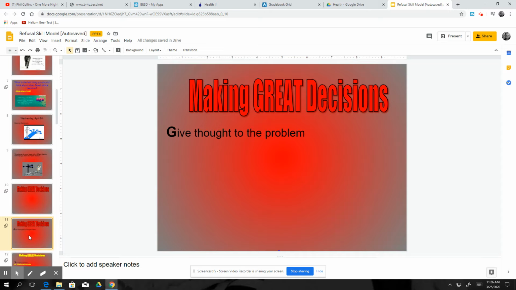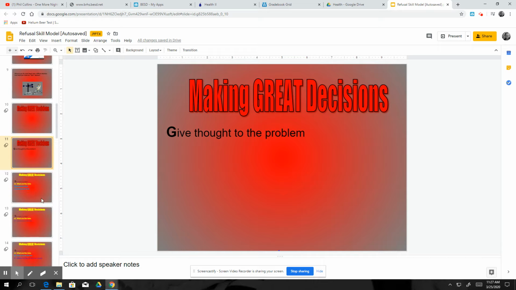And as you can see, the G stands for give thought to the problem. And very seldom do we have to make a decision on the spur of the moment. Sometimes yes, but most of the time we have some time to think about it. And that's a key component, is to take time to think about the steps that we're going to go through, and take some time before you make that decision so that you make the right decision.